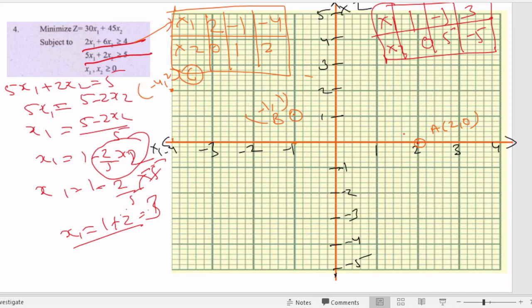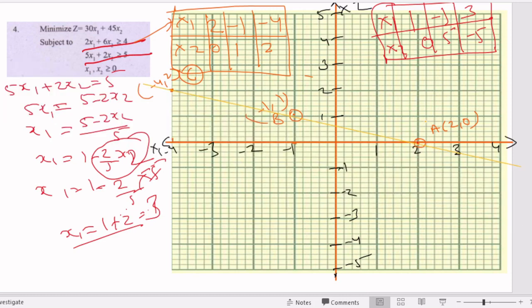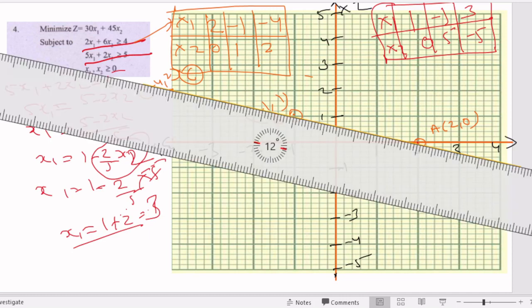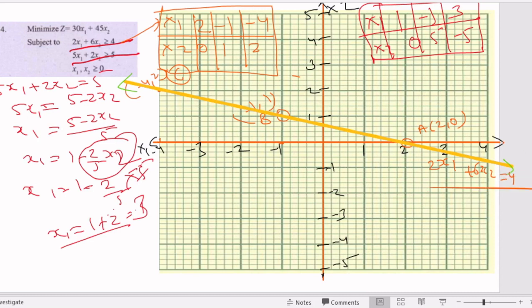Now draw this line using a scale. Using this scale, I have drawn this line, and I make it a little thicker so that it is clearly visible to everyone. Let me write the name of this line: the name of this line is 2x1 plus 6x2 is equal to 4. Similarly, draw the other line.